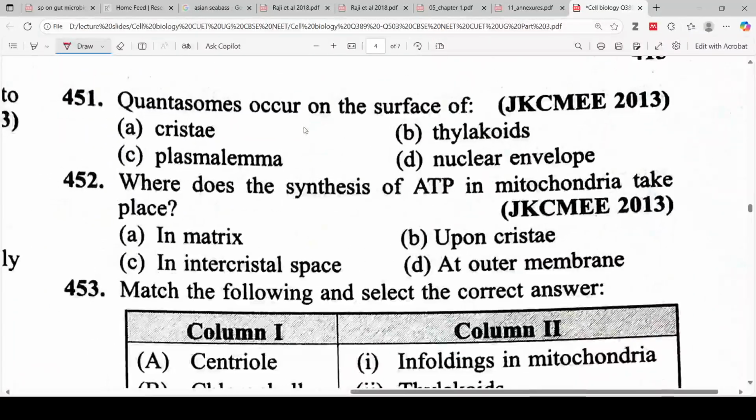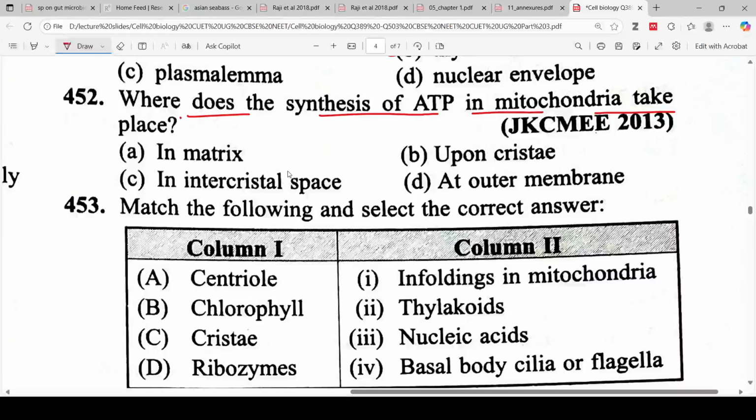Next question. Quantosomes occur on the surface of thylakoids, which will be the correct answer. Where does the synthesis of ATP in the mitochondria take place? The correct answer will be option B, cristae.